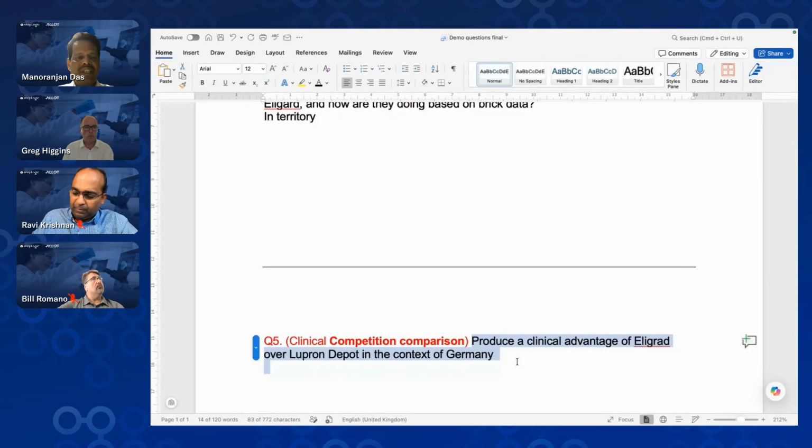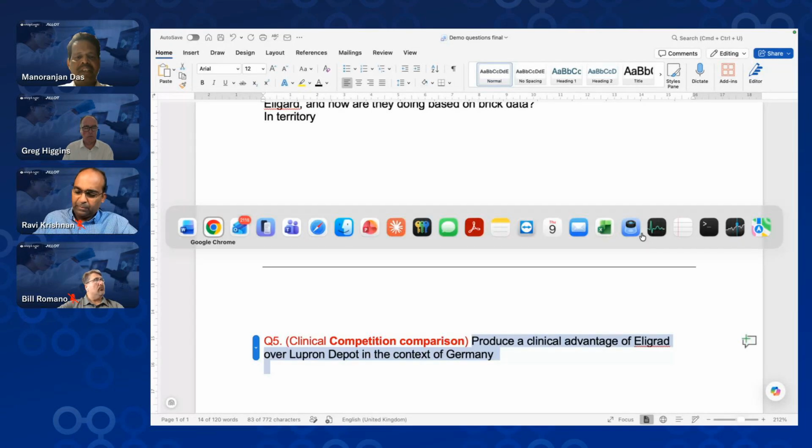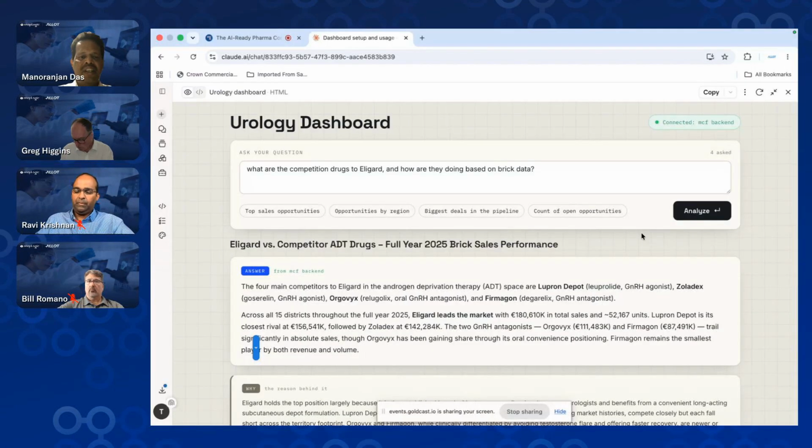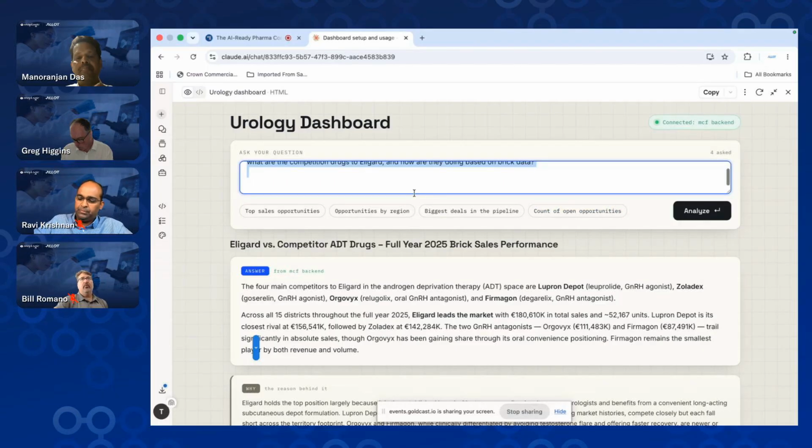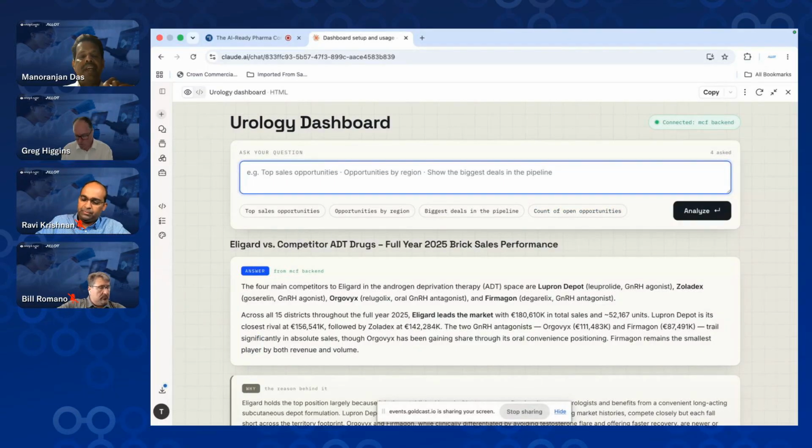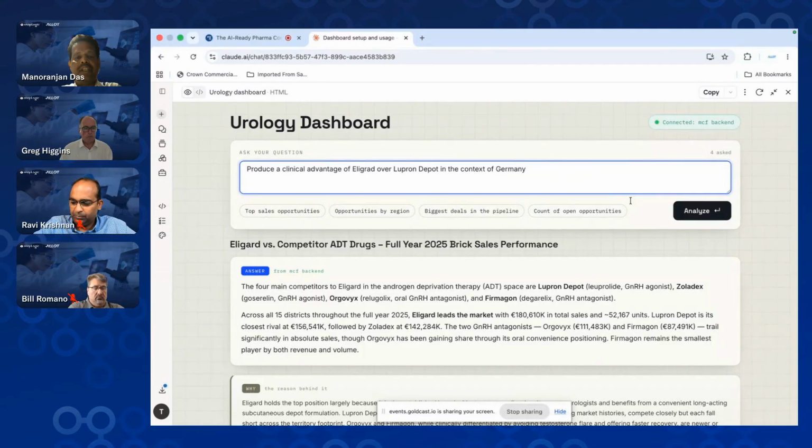So now we can jump to a clinical question, because in the backend we have integrated this with clinical papers, so that it can also help the commercial team to figure out what are the clinical advantages of Eligard over its nearest competition, that is Lupron, which is an AbbVie drug.